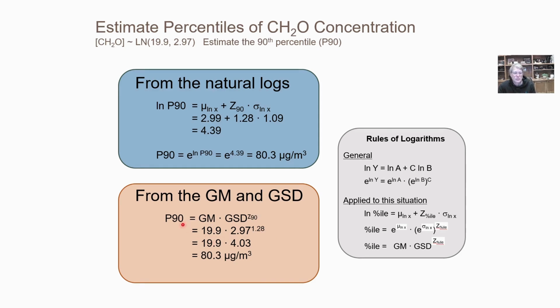So P90 would be 20 roughly, multiplied by 3, which itself is raised to the 1.28 power. You end up there with 19.9 times roughly 4, and a 90th percentile of 80 microgram per cubic meter. Identical or very close to the result, within rounding, that we got in the blue box using the natural logs.